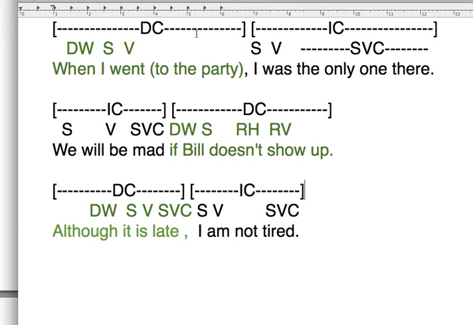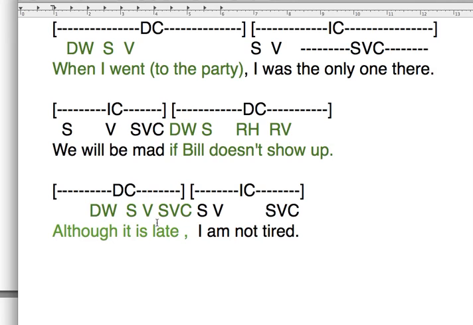So we see DC, comma, IC. The dependent clause comes first, we put a comma after it. If the dependent clause comes last in this sentence, then we have no comma. So we will be mad if Bill doesn't show up. And you can hear it, there's no pause in that sentence. We just say, we will be mad if Bill doesn't show up. So because the dependent clause comes after the independent clause, no comma.